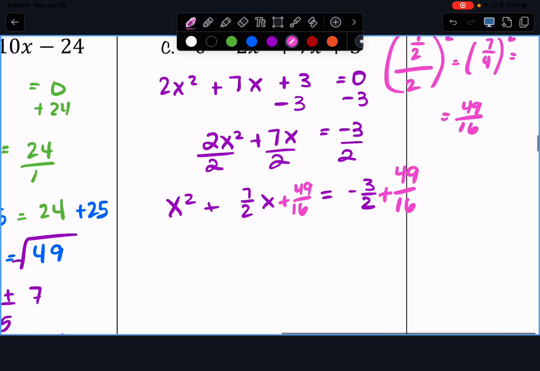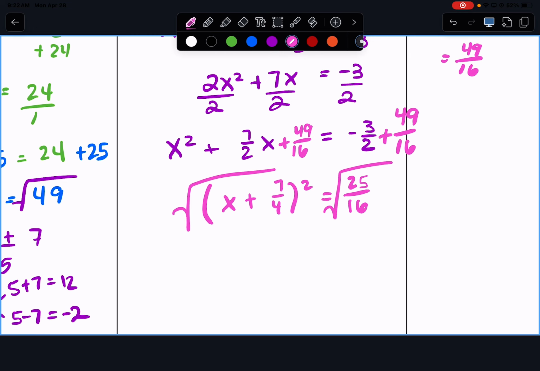So the left side we get (x plus 7 over 4) squared equals, I'm going to use my calculator for the right hand side. And it is 25 over 16. Because I didn't want to do that by hand. Okay, then what should I do?